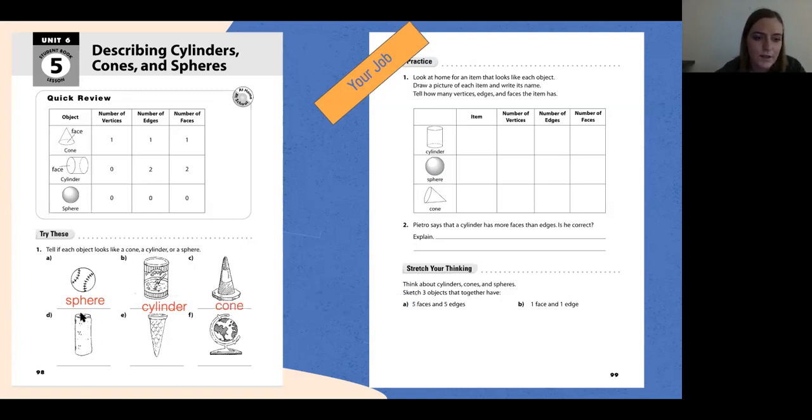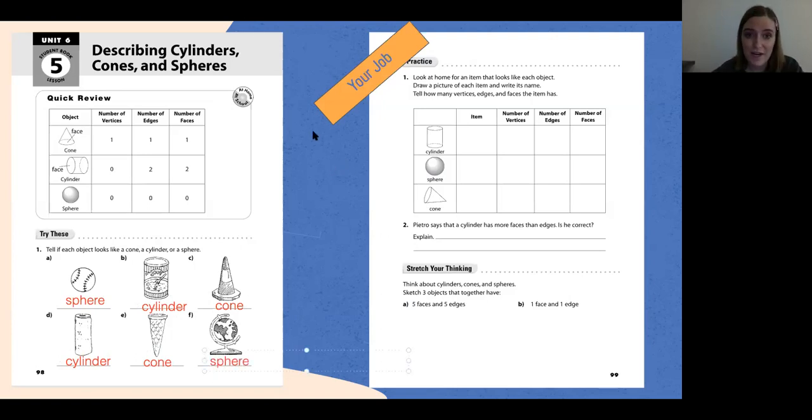This one has a circle up here and at the bottom. This to me looks like another cylinder. Hey, an ice cream cone. Once again, it's even in the name. That's a cone. And last but not least, we're not looking at the whole shape, just the main part of the globe, and a globe is round like a ball, so that is a sphere.